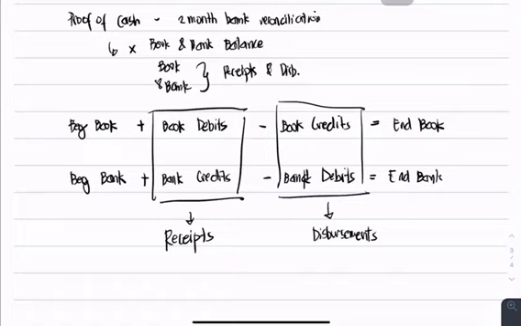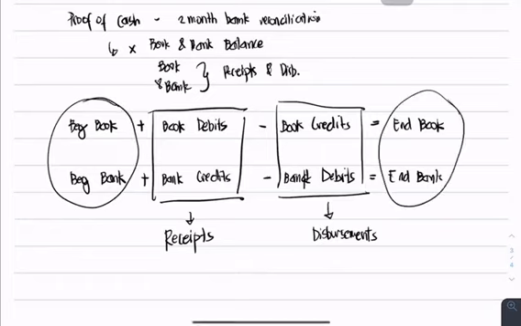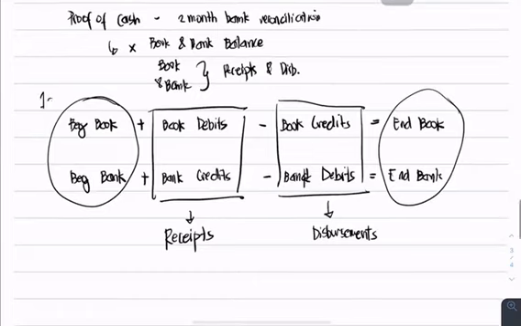So in a proof of cash, we just don't adjust this beginning balance and the ending balance. Why? Because the beginning balance is, of course, the first month. The ending balance is the second month. Okay. So in a proof of cash, again, take note, we don't just adjust the beginning and the ending.